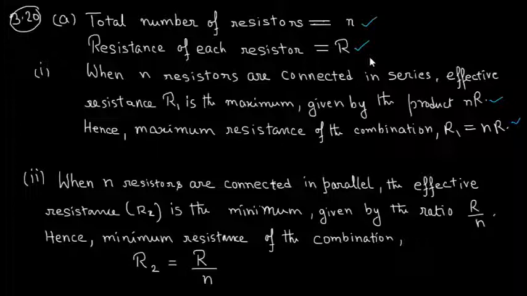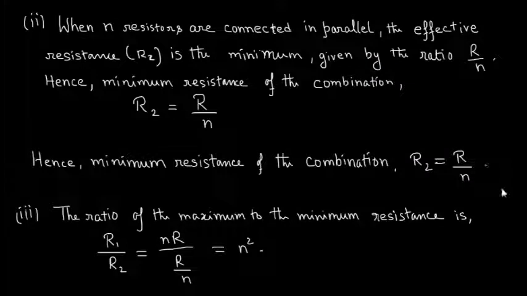Second, when n resistors are connected in parallel, the effective resistance R2 is the minimum, given by the ratio R by n. Hence, minimum resistance of the combination R2 is equal to R by n. The ratio of the maximum and minimum resistance R1 by R2 is equal to nR upon R by n, that is n square.